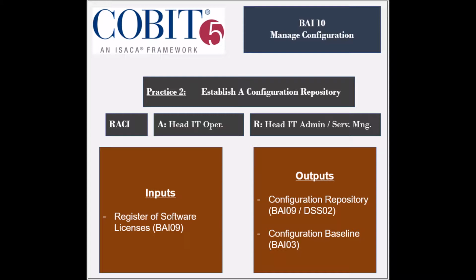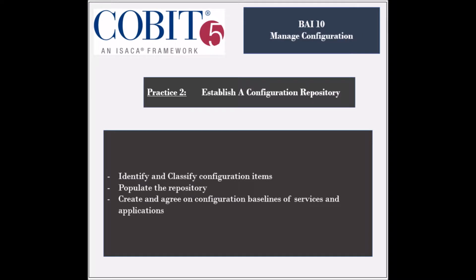The practice receives one input, which is the register of software licenses from the BAI10 process. It generates 2 outputs, which are the configuration repository to be used by the BAI9 and DSS2 processes, and the configuration baseline to be used by the BAI3 process. The activities involved in this practice include identifying and classifying the configuration items. These items should then be used to populate the configuration repository. The configuration baselines of the applications and services should be established and agreed on.